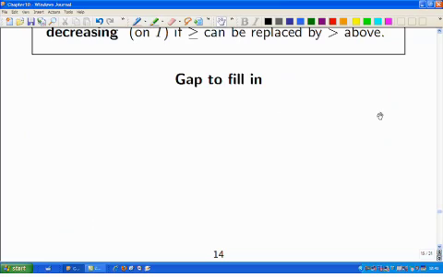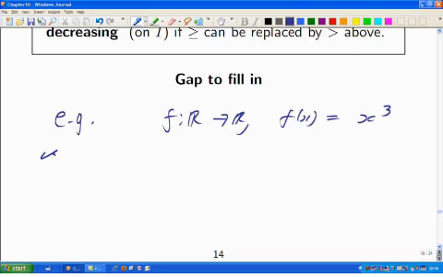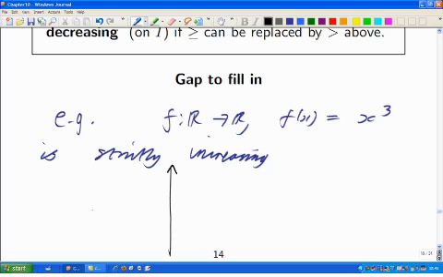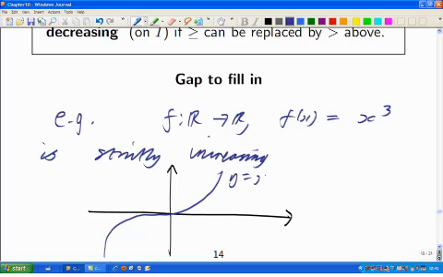And I could draw you some pictures. There's an interesting function that's worth knowing about, e.g. f from R to R, f of x equals x cubed is strictly increasing, even though it's got derivative 0 somewhere. That's turned up in some exam papers occasionally. So definitely an example worth remembering. Here's a function that's strictly increasing. As you go from left to right, the values go up strictly, even though it's got derivative 0 at the origin.